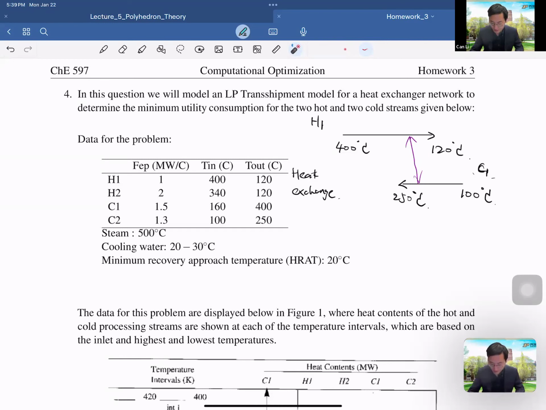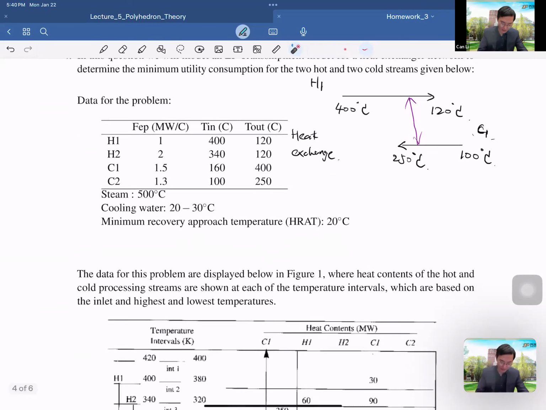Okay. So the idea of this heat exchanger problem is, how do we design a heat exchanger network such that the heat can be exchanged in a cost optimal way, right? Then you can reduce your consumption of energy just by matching your hot stream with a cold stream, to reduce the cost of steam and cooling water.